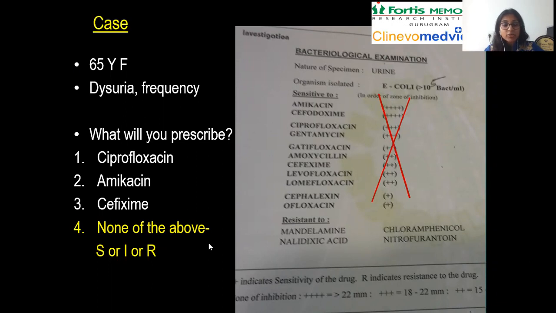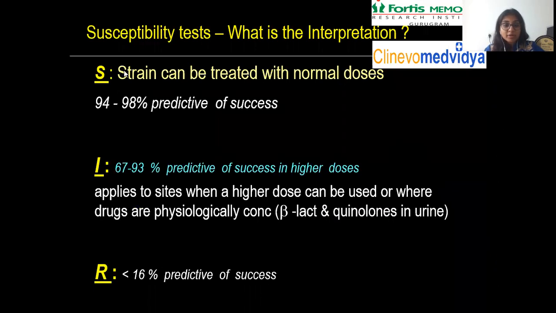So as we all know, the reporting has to be either sensitive, intermediate, or resistant, and not as plus plus. So this is a wrong report. And when we say that a bug is reported as sensitive, intermediate, or resistant, what does it actually mean? It means when it is reported as sensitive, that the particular isolate can be treated with the normal doses of the antibiotic, provided the antibiotic is achieving an adequate concentration at the site of infection.